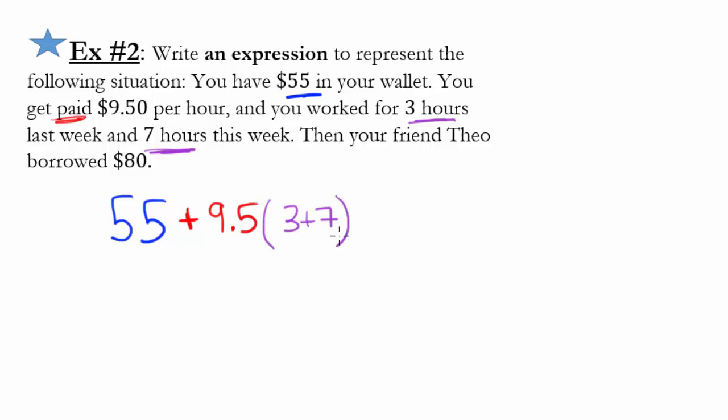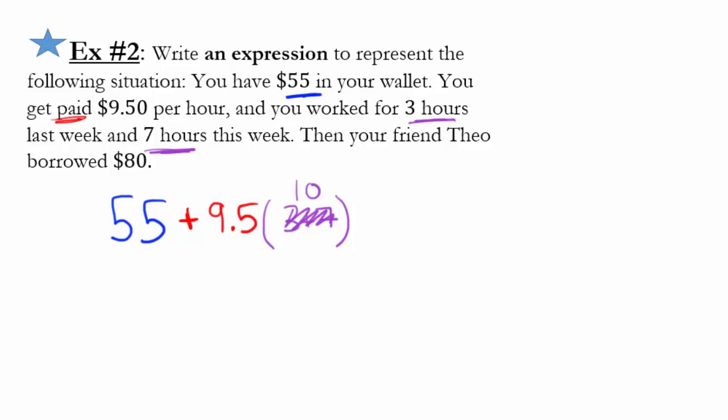So you could write it in this way and use the distributive property, right? Or you could just say, well, 3 and 7 is 10, so how about instead of 3 hours, 7 hours, let's just do 10 hours. That's actually a quicker way of doing this particular problem. Then what happens? Then your friend Theo borrows some money.